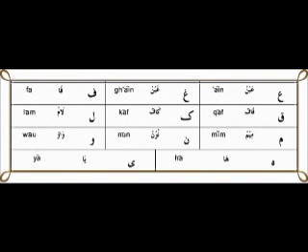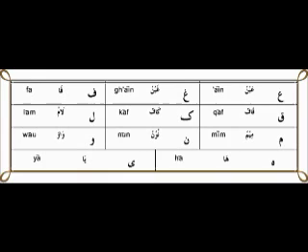The next letter is ain, ain. Now when you pronounce this ain, you must pronounce it from your throat. Just like the ha, this ain will come straight from the bottom of your throat. Ain, ain. The next letter is ghain, ghain, fa, fa, qaf, qaf, kaf, kaf.